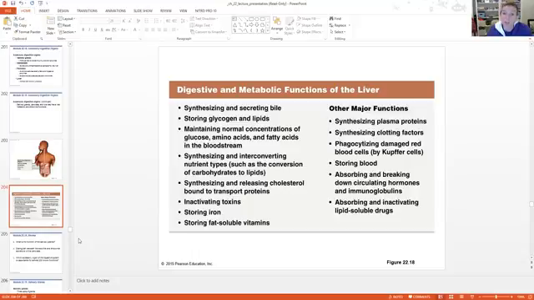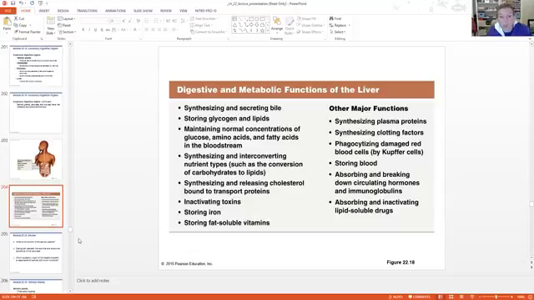Storing glycogen and lipids, that would be considered a metabolic function. That's just storing. We're not actually breaking anything down. Why are we storing glycogen and lipids? We're storing it for our metabolism later. Maintaining normal concentrations of glucose, amino acids, and fatty acids, again, that's a metabolic function, not a digestive function.